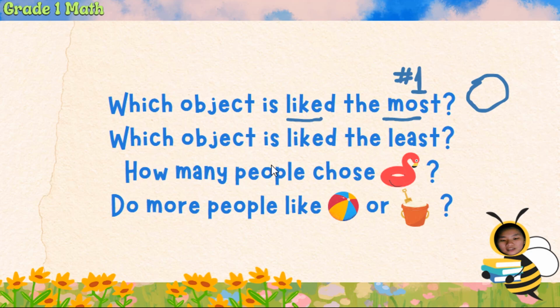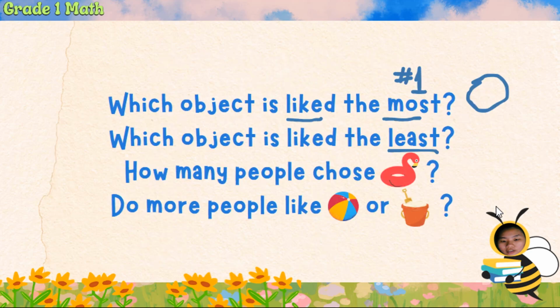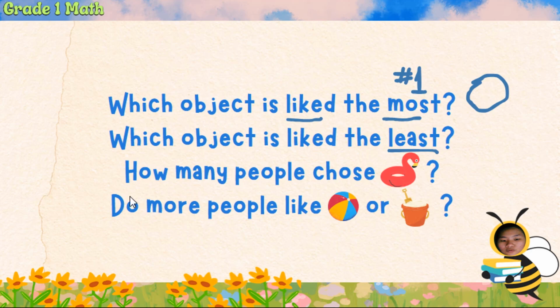Which object is liked the least? We're dealing with the least, all right? Least means they don't like it. It's the opposite of liked the most. So we're looking for a smaller number. It is 4. People don't really like the floaty that much compared to the beach ball. All right, let's move on.